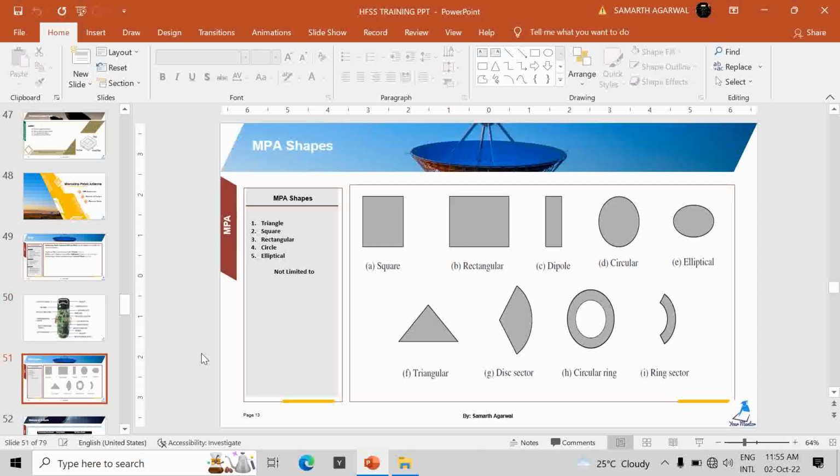Now, coming to the shapes, it can be anything. Shapes for the patch: square, rectangle, circle, elliptical, cylindrical, spiral, anything it can be. It is not necessary that it has to be limited. Just give a shape to the copper layer. That is nothing but a patch only. That's what I'm saying, that a patch is nothing but a piece.